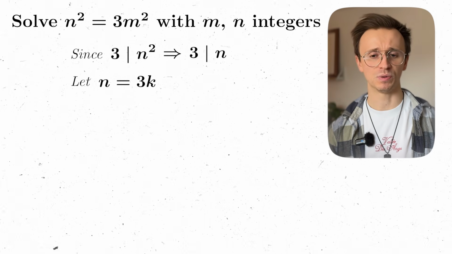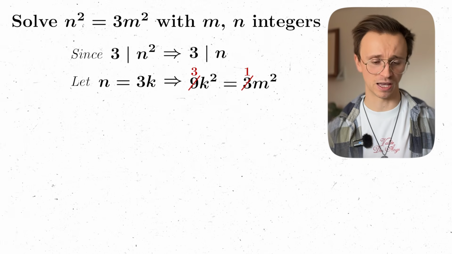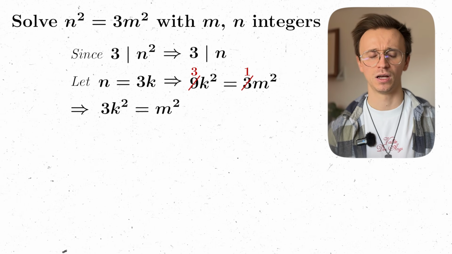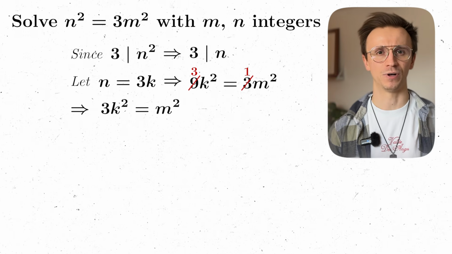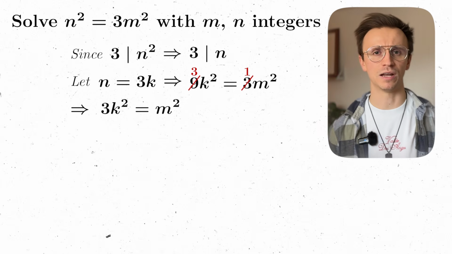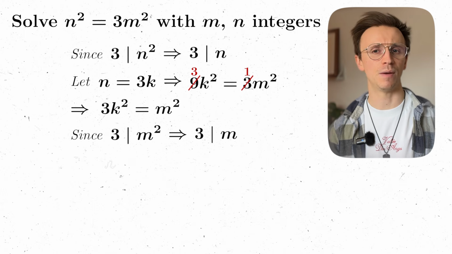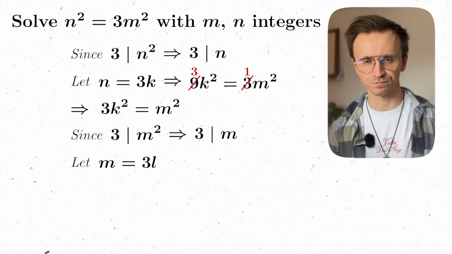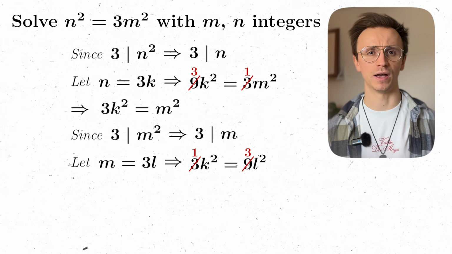Then what we get is 9k squared equals 3m squared. And we can narrow it down a little bit. We can get 3k squared equals m squared. And then that looks a bit similar to what we had at the start, except it's now flipped round. But let's continue, we can repeat again. And we can now say that m must also be a multiple of 3. So we can write m equals 3l. And then we repeat, and we get down to k squared equals 3l squared.